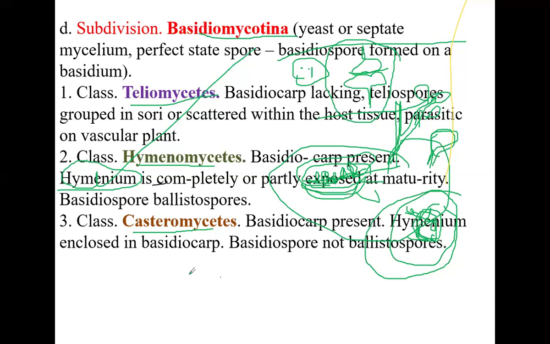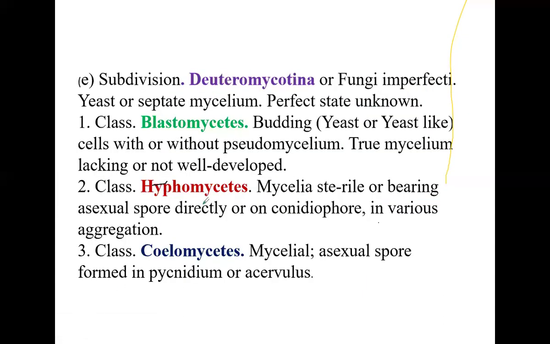Okay, and the last is Deuteromycotina, imperfect fungi or dustbin fungi. The perfect stage is absent in these fungi. Again, these are divided into 3 classes. What are those? Blastomycetes, hyphomycetes, and coelomycetes.